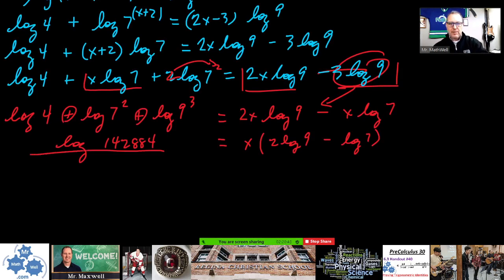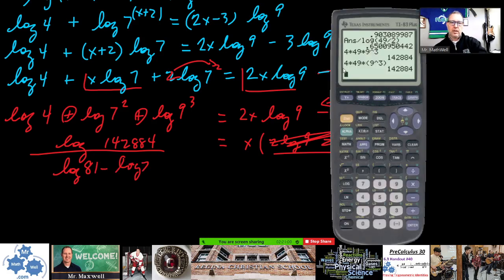Okay, then we need to divide both sides by this right here. So this is going to go away. This is going to be log of, oh, I erased it now. 9 squared, or 81 minus, as a log 7. Okay. And then that's what x equals.